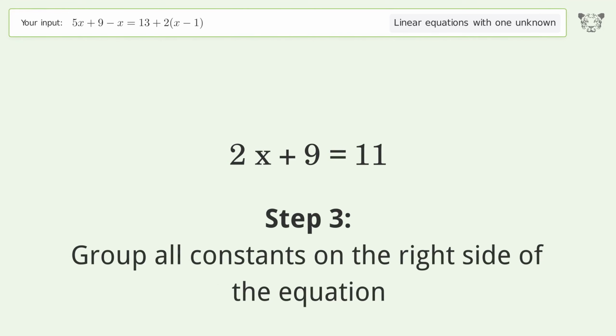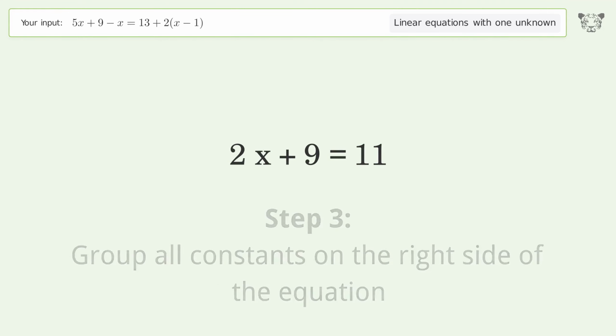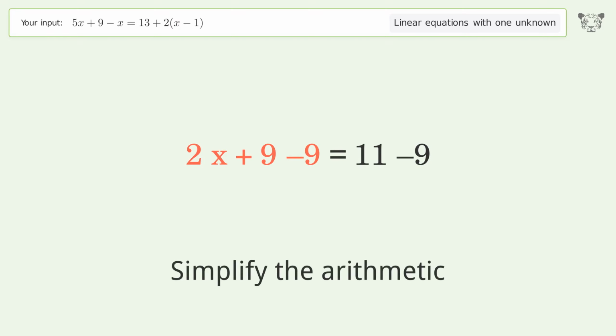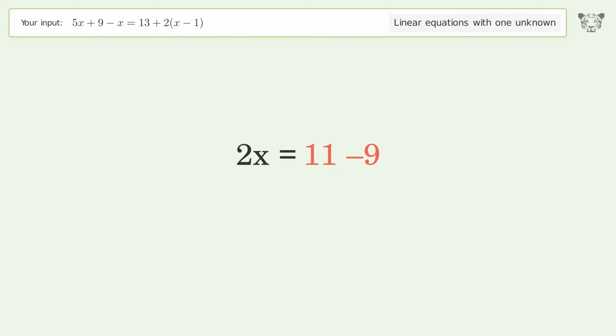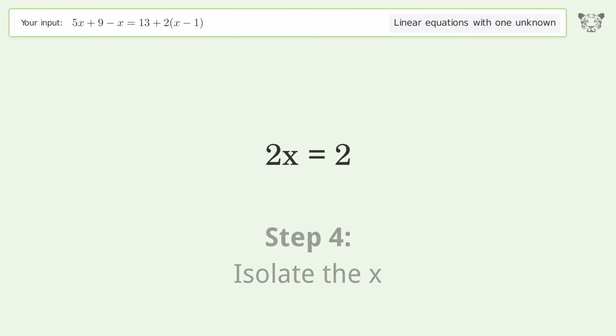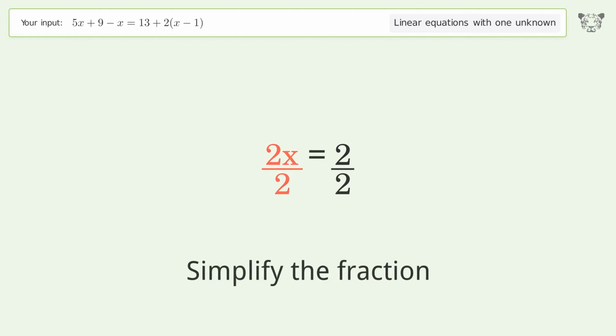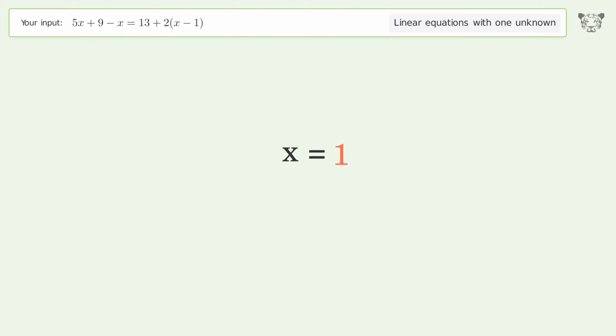Group all constants on the right side of the equation. Subtract 9 from both sides. Simplify the arithmetic. Isolate the x. Divide both sides by 2. Simplify the fraction. And so the final result is x equals 1.